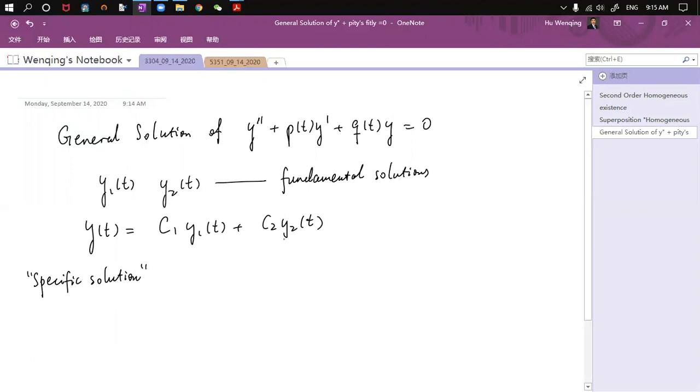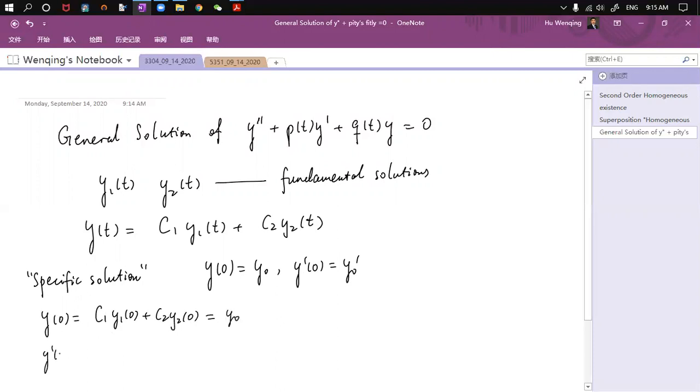Now, a specific solution means that I'll give you initial conditions. Let's say y(0) is y0, and y prime of 0 is equal to y0 prime. With the initial conditions, can we find a solution? Well, I claim we can do it. We can do it by saying that y of 0 is equal to c1 y1 of 0 plus c2 y2 of 0, and this is going to be y0, and y prime of 0 is equal to c1 y1 prime of 0 plus c2 y2 prime of 0, which is equal to y0 prime.